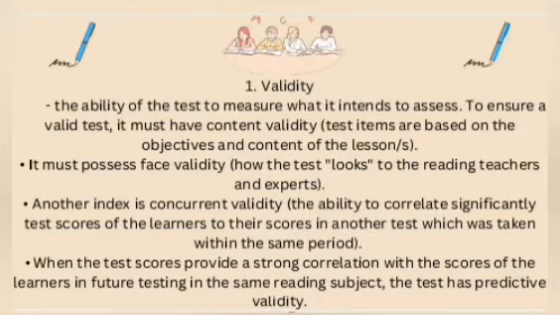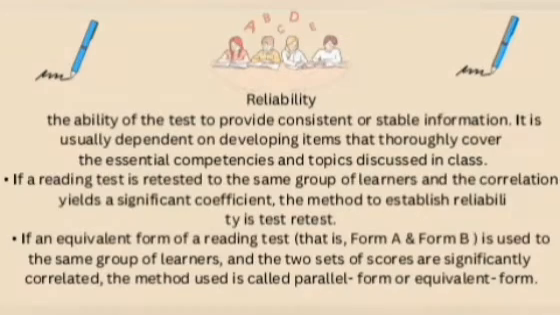When the test scores provide a strong correlation with the scores of the learners in future testing in the same reading subject, the test has predictive validity. This is determined by doing correlational, regression, or path analysis in which the coefficient between the test of interest and the criterion assessment serves as an index.